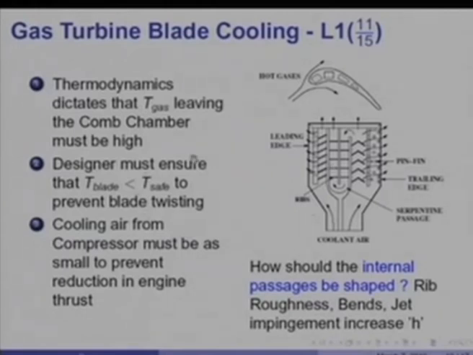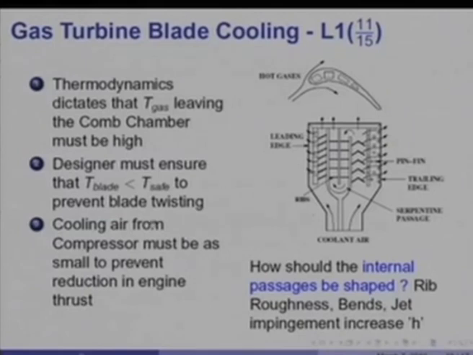And therefore, the designer has to provide extremely complicated cooling systems, as in this figure. The cooling air from the compressor is brought in from within the blade and made to pass through serpentine passages or blade passages, as shown near the leading edge, and also pin passages near the trailing edge, which is extremely thin, and the pin fins provide strength to the trailing edge.